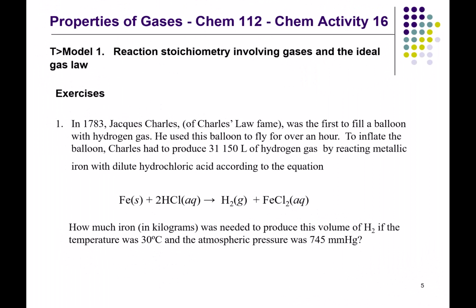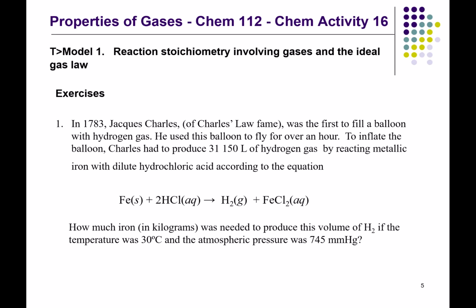In this part 2 video, we're looking at 2 more examples of stoichiometric problems that involve gases. I would love to go back to around the time of 1783, at least briefly, and watch Jacques Charles, of Charles' law fame, try to inflate a balloon with hydrogen gas. Well, and apparently he was able to do this and actually fly in the balloon.